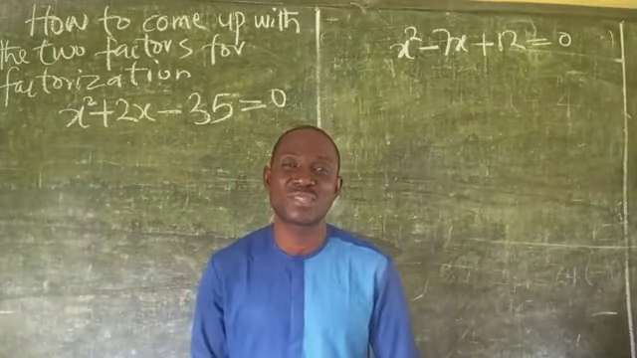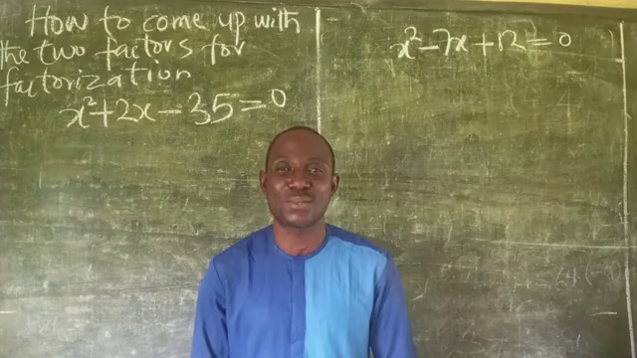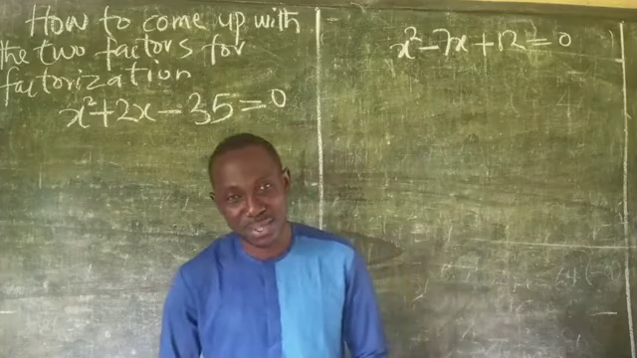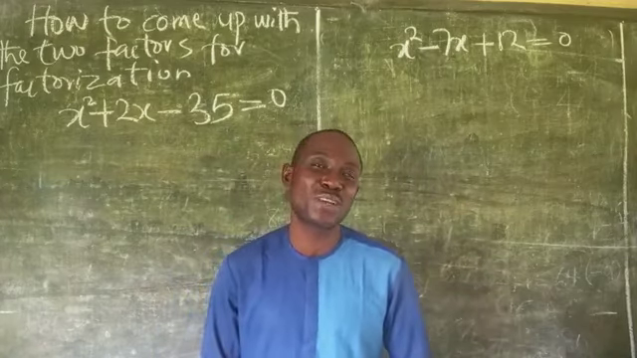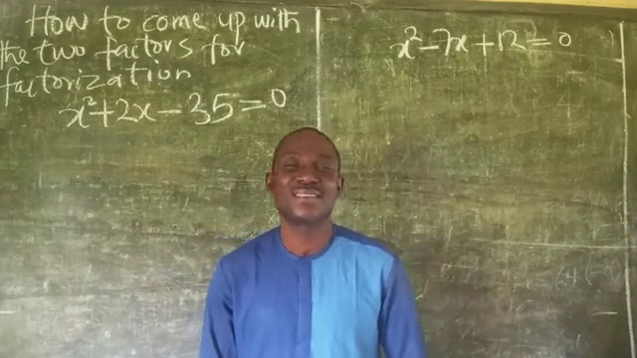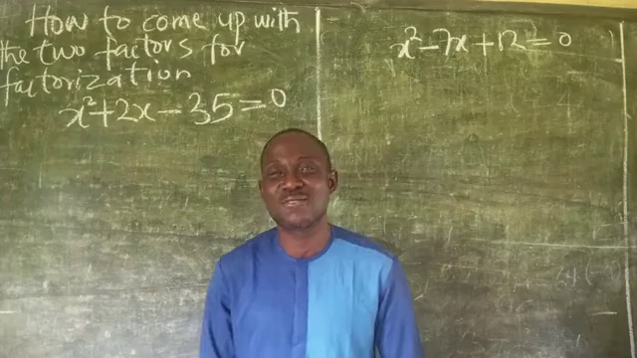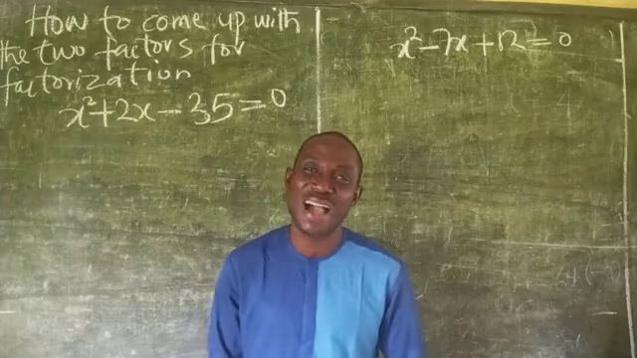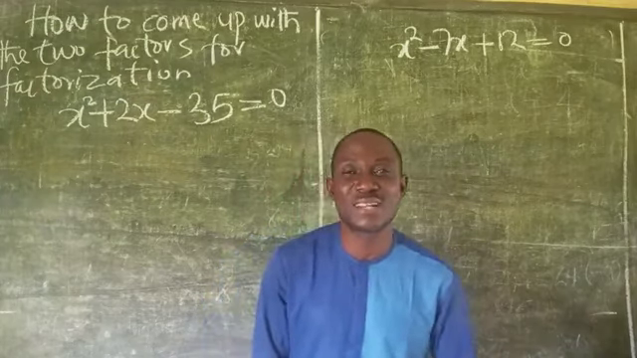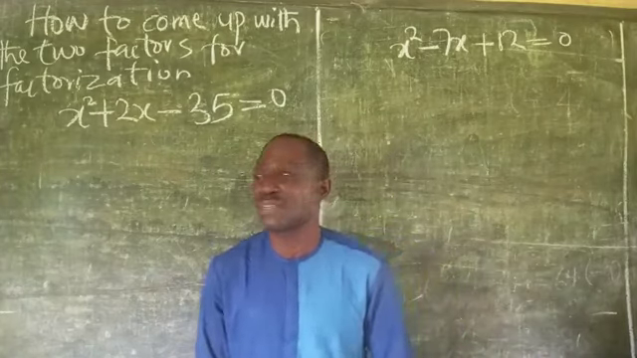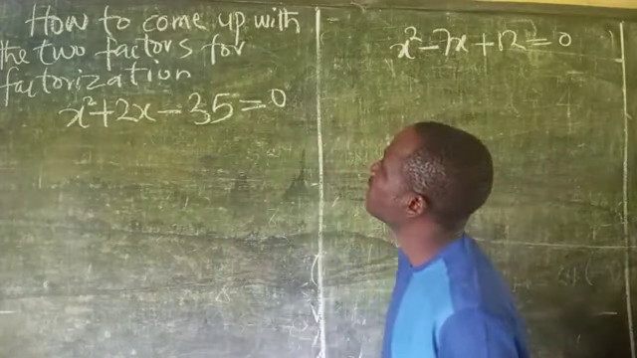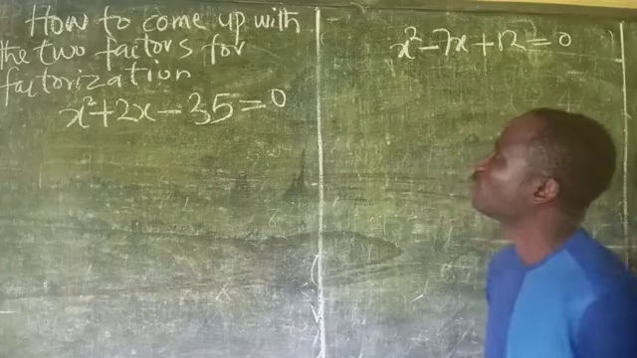Today is a special class because I'm going to teach you how to look with ease for those two factors anytime you're asked or you are carrying out factorization. Because sometimes to look for those two factors is a bit difficult. You want to look for two numbers that you can multiply to get a certain number, and the same two numbers you have to add to get another number. It's difficult sometimes. That is why I came up with this method for how to come up with the two factors for factorization.